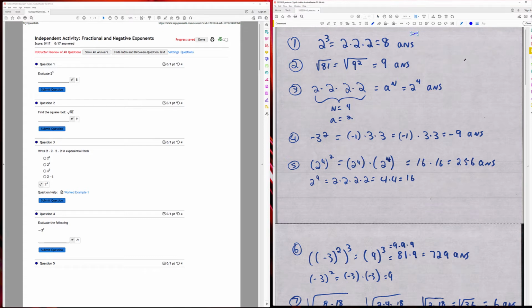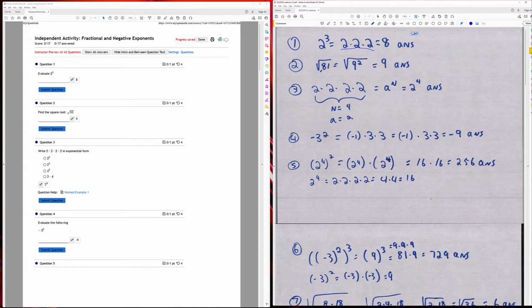Okay, this is MD10 week 3 independent activity. The first one asks you to evaluate 2 to the third power. So I rewrote it, expanded it out here, which is 2 times 2 times 2. 2 times 2 is 4, times 2 is 8, and that's our answer.